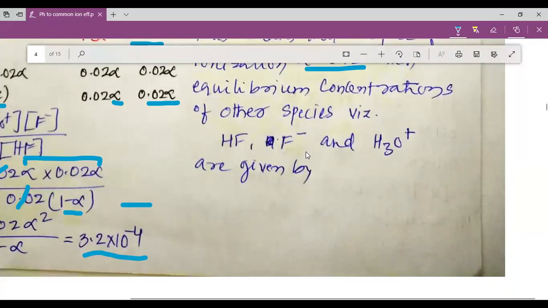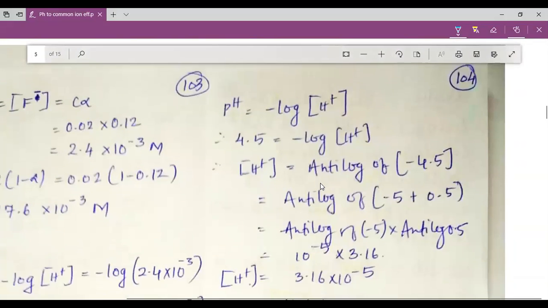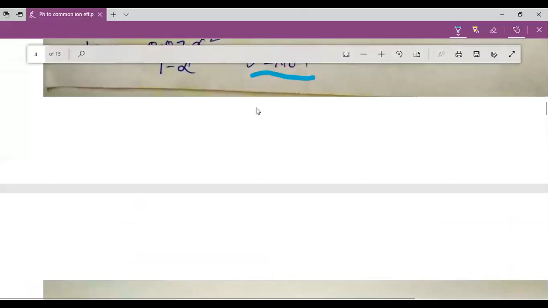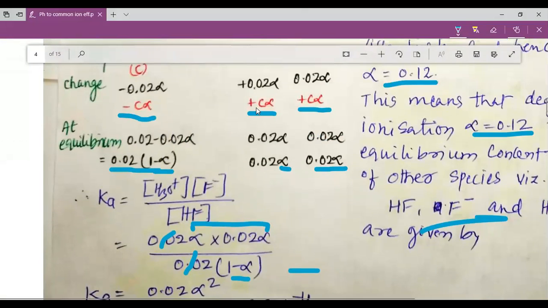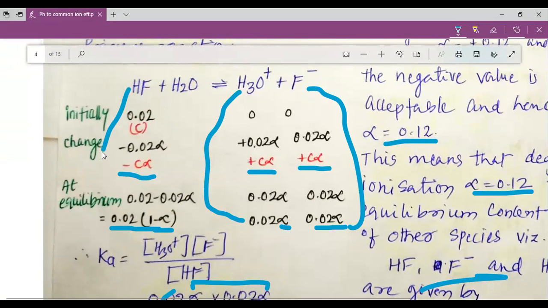Then the equilibrium concentrations of the other species, for example HF, F minus and H3O plus, are given by, let us see. We know that the concentrations of the other species are represented in the form of alpha. So the concentration of H3O plus and the concentration of F minus is equal to C alpha. You can see here in the equation, my dear students, that the concentration of H3O plus was considered to be 0.02 into alpha. The concentration of F minus was also considered as 0.02 alpha, and the concentration of HF was considered to be 0.02 into 1 minus alpha.